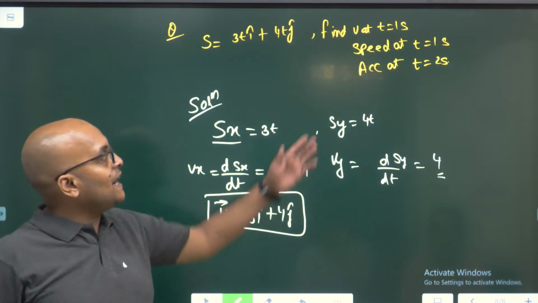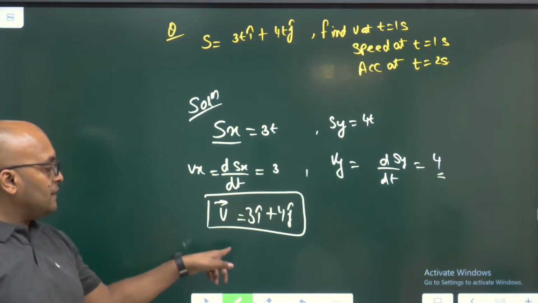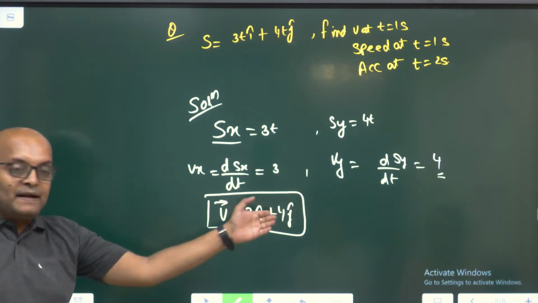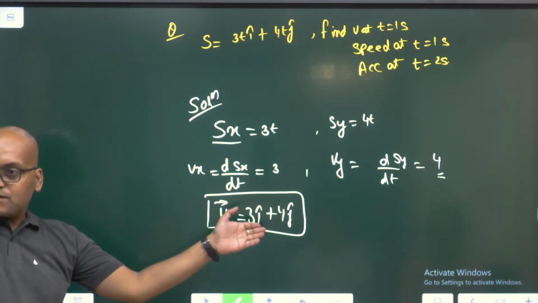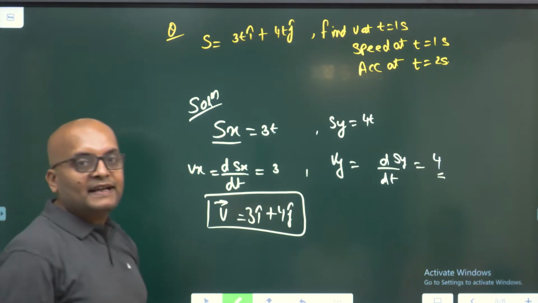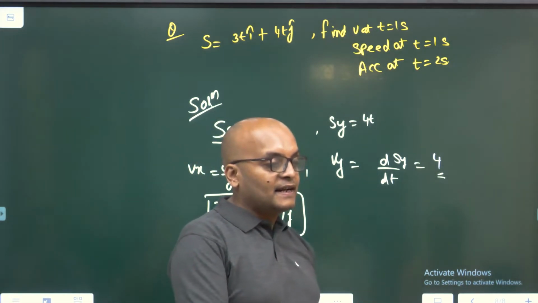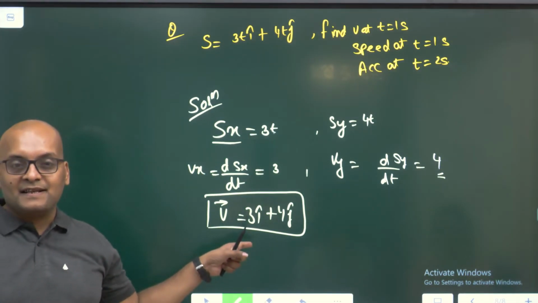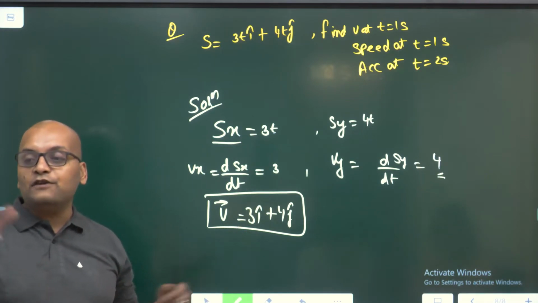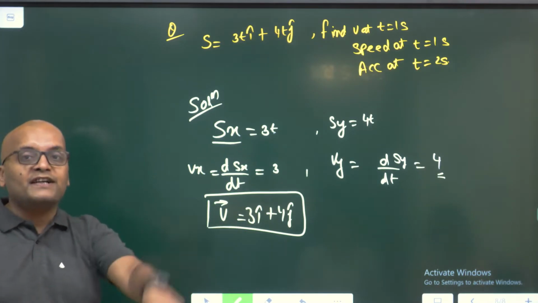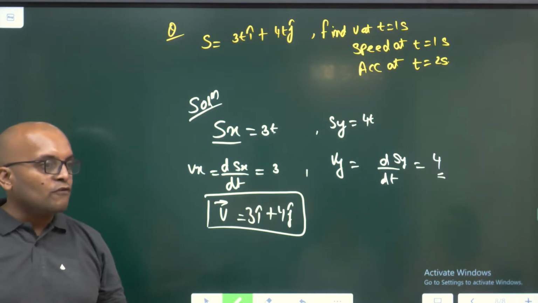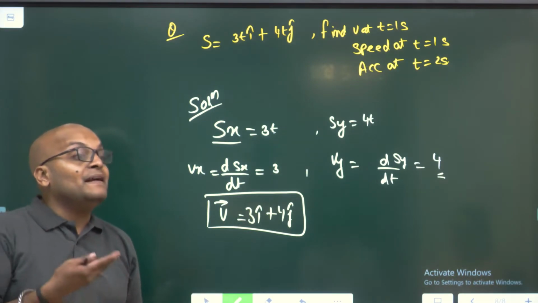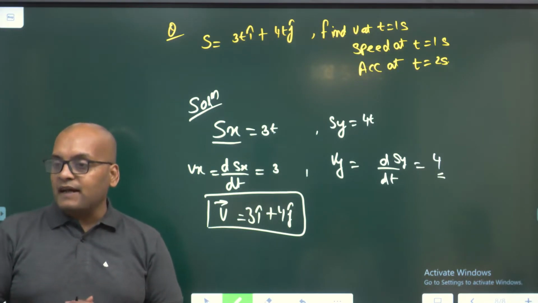What will be the velocity at t equals to 1 second? Look here. Velocity is having no term of time. Velocity is not dependent on time. So that means at t equals to 1 second, t equals to 5 second, t equals to 100 second, velocity will be same. This is constant velocity case. Body is moving with constant velocity because velocity is not dependent on time. Independent of time, yes or no? When it is not dependent on time, it will remain same, doesn't matter whatever the time is.